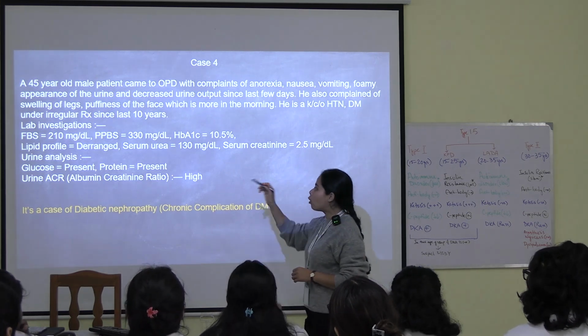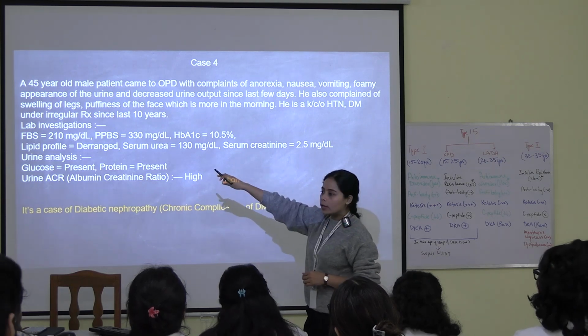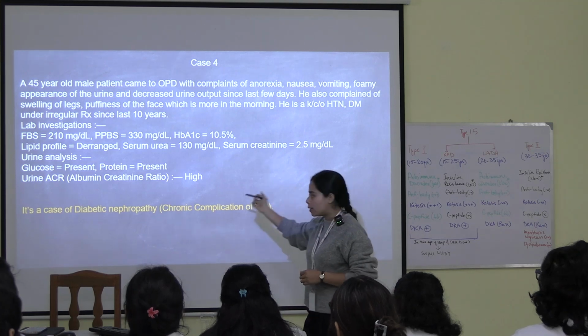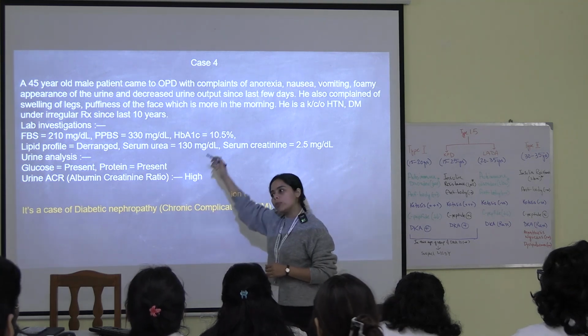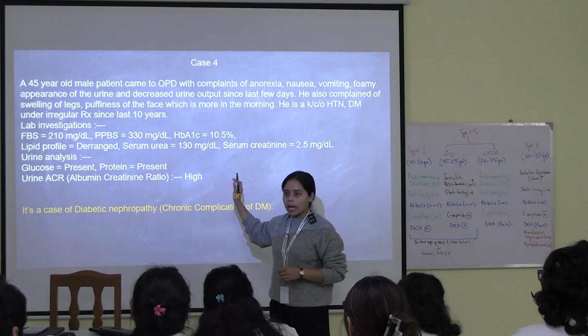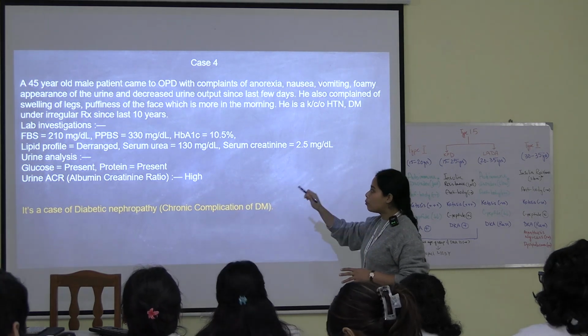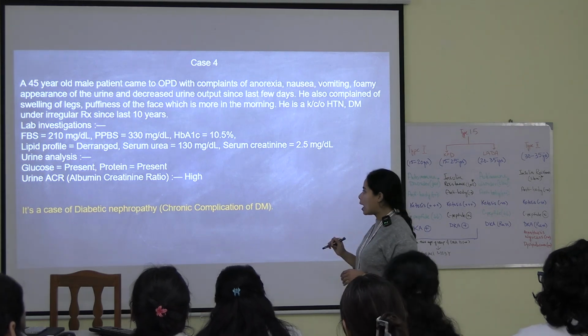Then we check sugar, and everything is high. For diagnosing diabetes, FBS, PPBS and HbA1c are high, that's why he is diabetic. The patient also gave a history that he is diabetic and hypertensive but not taking regular medication. That's why his FBS, PPBS, HbA1c are high.